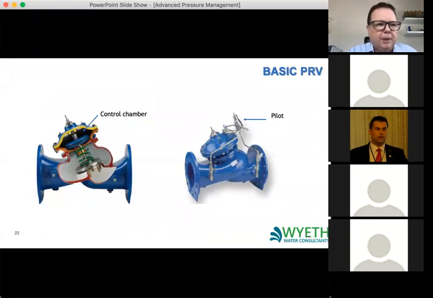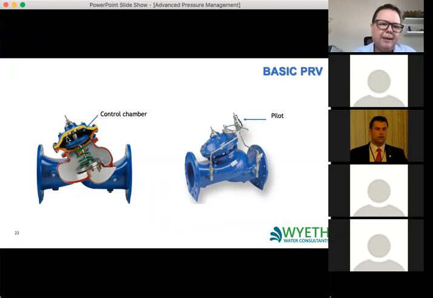Now, this is a typical basic PRV. So what's happening is we have a control chamber in the top of the PRV, and we have a rubberized diaphragm running across the middle of the PRV. And what's happening is, if we pressurize the top control chamber here, it actually pushes down and closes the PRV. And if we release pressure from this top chamber, this diaphragm will lift up and the PRV will open.